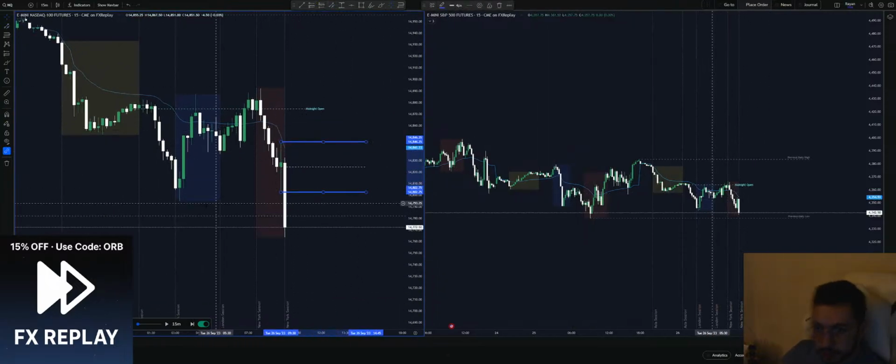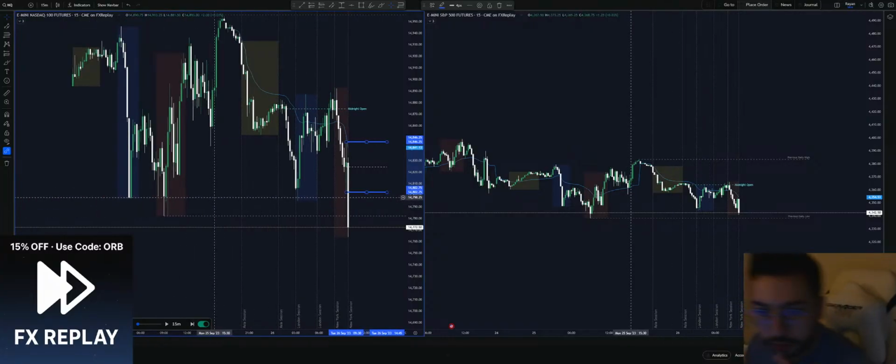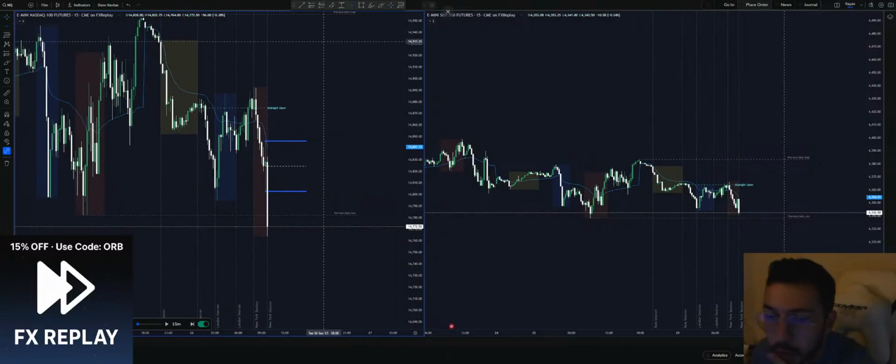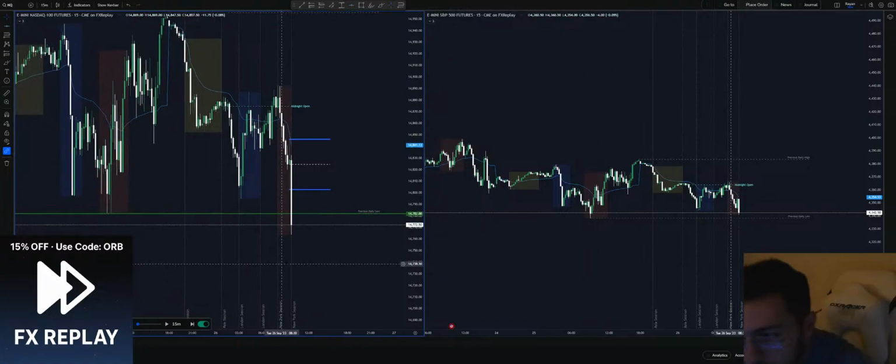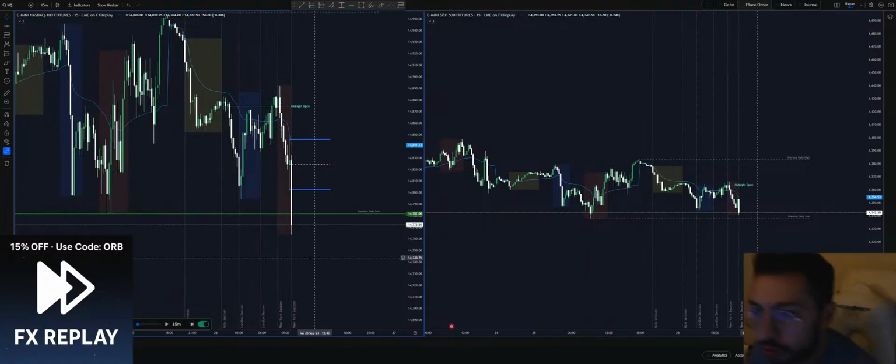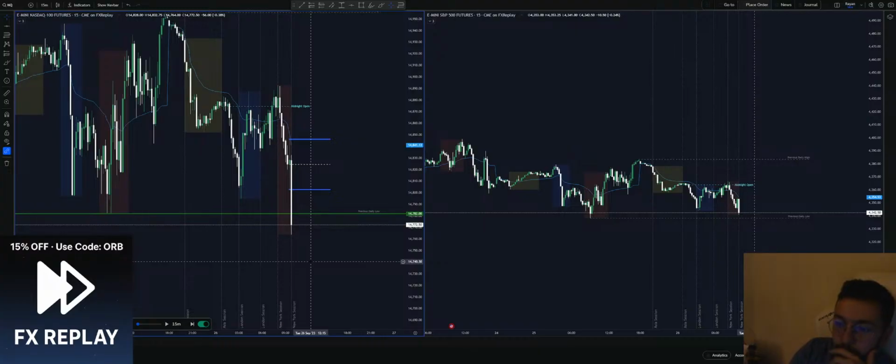Okay, like here for instance. So see, price swept London lows, right? Oh wait, it also swept the previous day low. So here you have to adjust the strategy. Make your own rules. You could say, okay, price swept previous day low and London lows, I'm not going to look for shorts. I'm only going to look for longs.